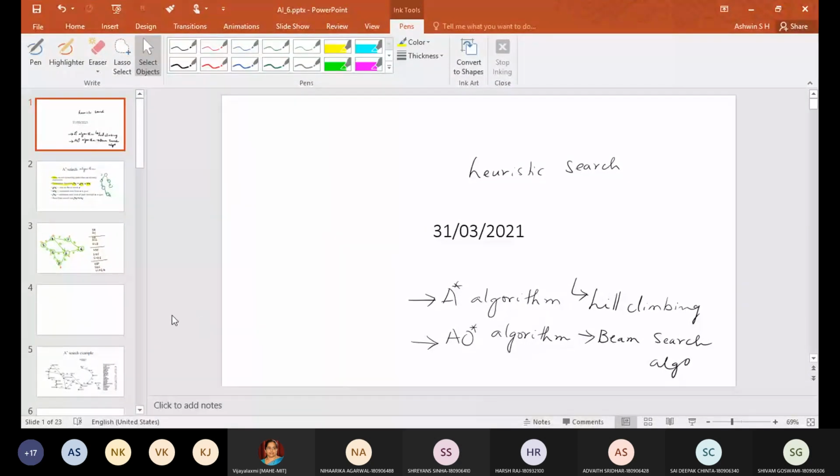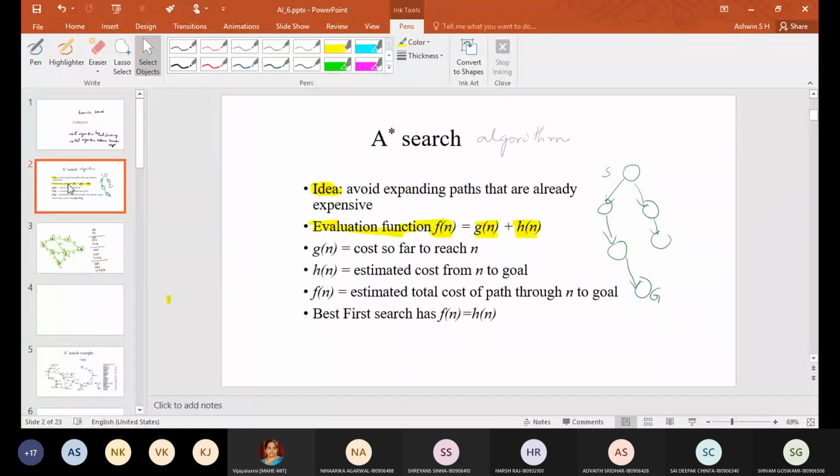Let me start once again. We have been discussing the heuristic search algorithms. Under that, we are left with these four algorithms: A star, AO star, hill climbing, and beam search. Today we will discuss the A star search algorithm. Here I was just discussing the idea behind this A star search algorithm. What is the main point? You have to avoid expanding paths that are already expensive.